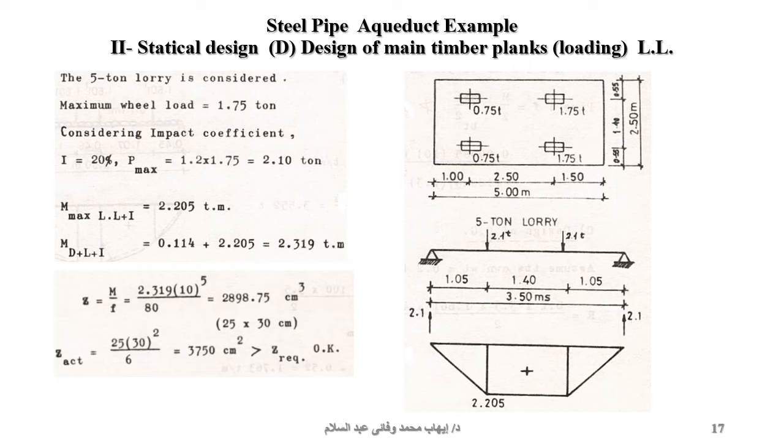M dead load and live load equal 2.319. We arrive at Z required in cubic centimeter. Then choose the section 25 multiply 30 centimeter we had chosen before. Then Z actual 3,750 cubic centimeter. It's bigger than Z required. That's okay.